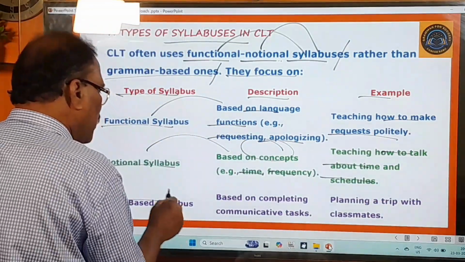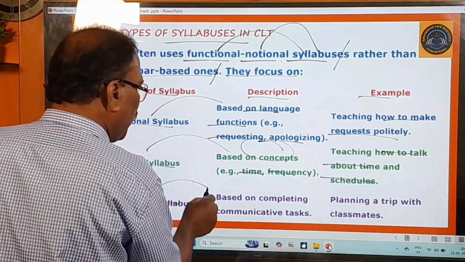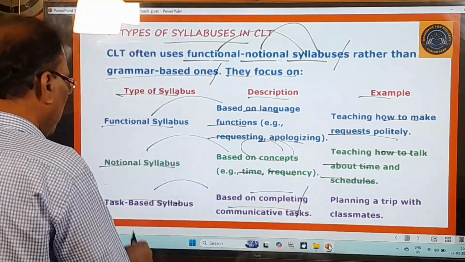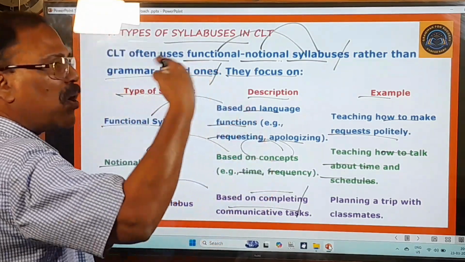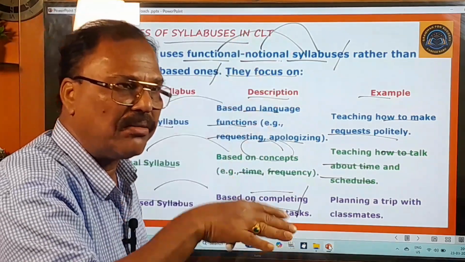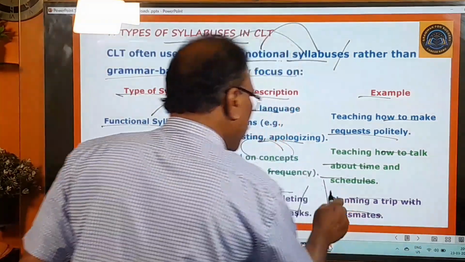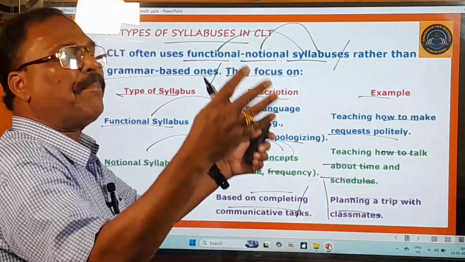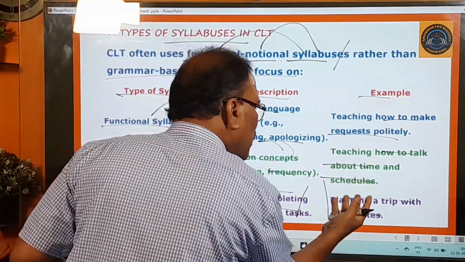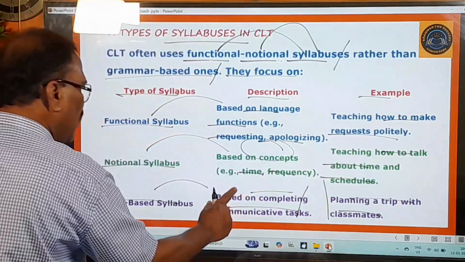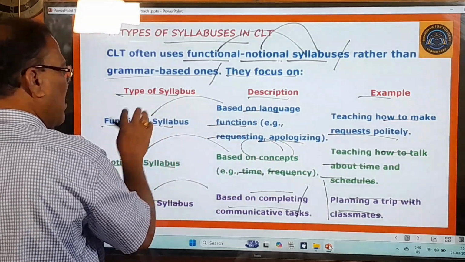And later, task-based syllabus is also there in this CLT syllabus. What is task-based? It deals with completing communicative tasks. Whatever communicative tasks are entrusted to the students, the students will deal with successfully, and therefore planning a trip with the classmates, they learn this kind of thing. They plan a trip to Goa. They plan a trip to Kulu Manali. So many such things the students will learn from this aspect.